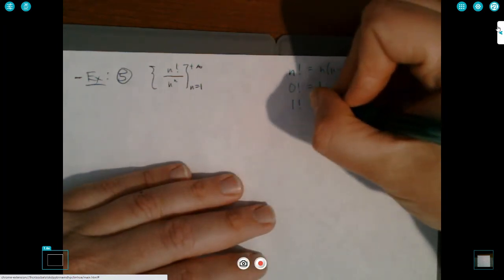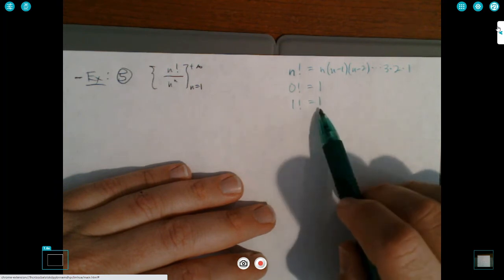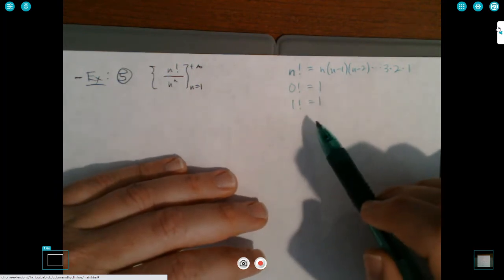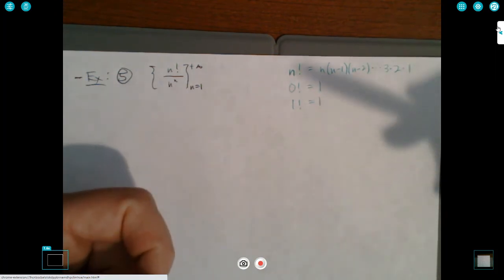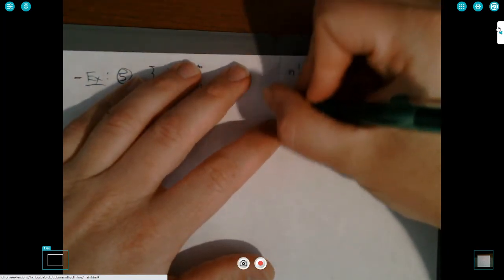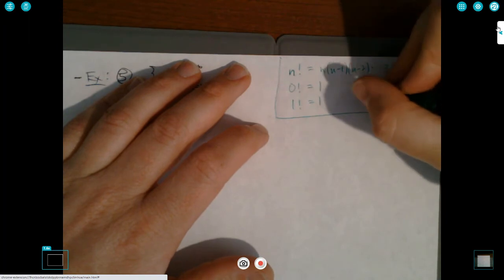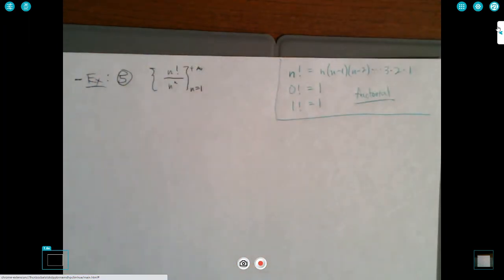1 factorial is also 1. But then 2 factorial would be 2 times 1, which is 2. 3 factorial would be 3 times 2 times 1, which is 6. 4 factorial would be 4 times 3 times 2 times 1, which is 24. Okay, so that's how the factorial works, just so that you understand it.